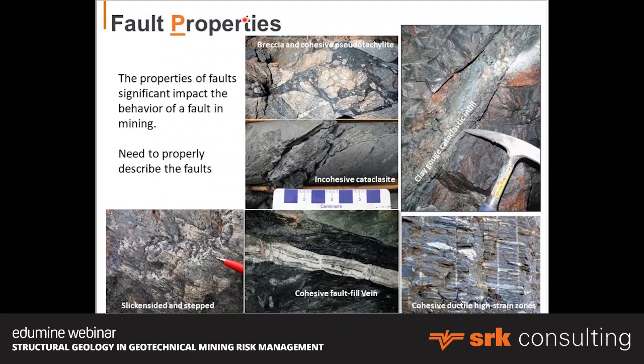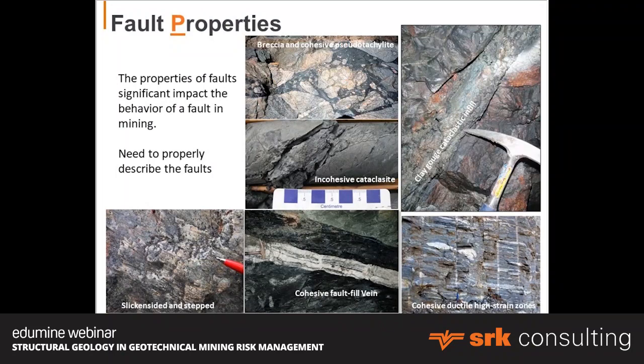Right, let's talk about fault properties. So this is one of the more significant factors of a fault that impacts the behavior of that fault in the mining. So you do need to describe those properties. Okay. For example, these are just examples here. So we have here a breccia, okay, with a cohesive pseudotachylite. That would be a very strong cohesive rock.